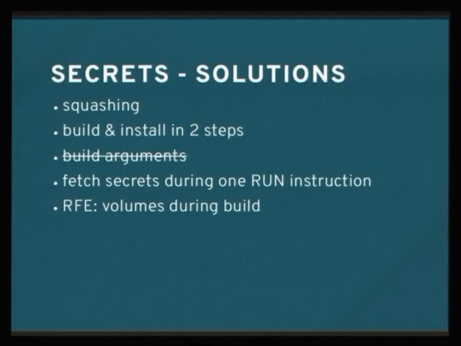Another real solution is that you can fetch the secrets within one RUN instruction. You can do curl, give me this SSH key, use it to clone the repo, and then remove it within one layer, so it won't be in the final image. For me, the best solution would be if we could mount some volumes during build, because that way I could put my key on the host, run the build and bind mount the key inside, use it, and the final image would not have the key. But Docker says that they don't want mounting volumes during build because, well, I don't know.